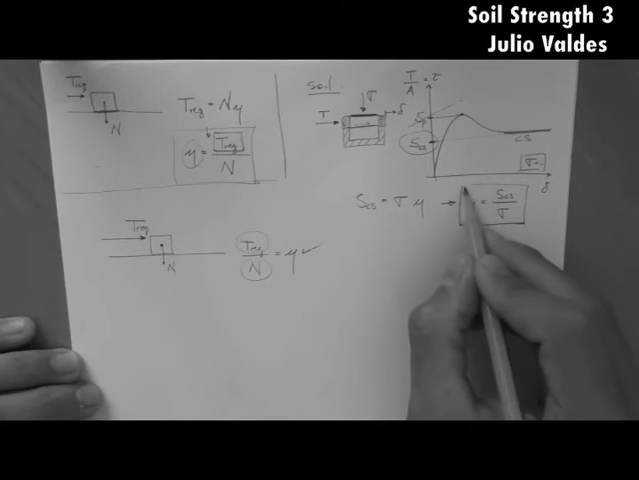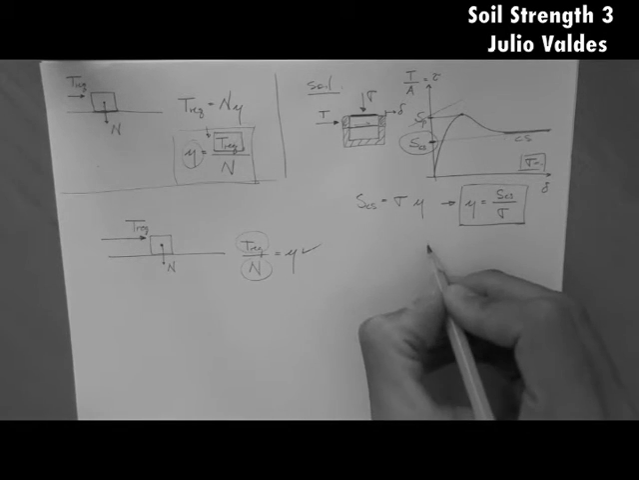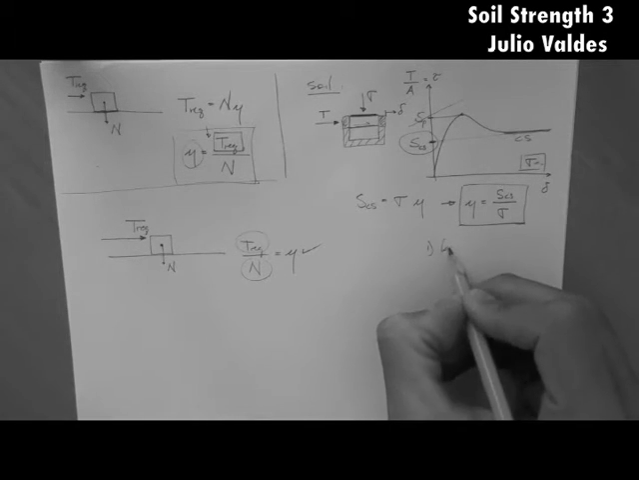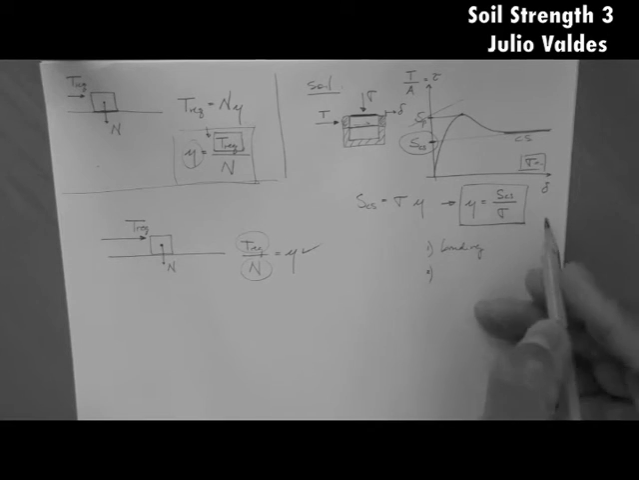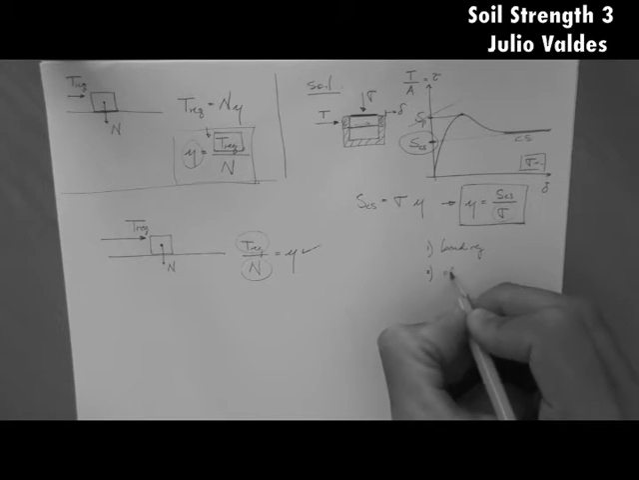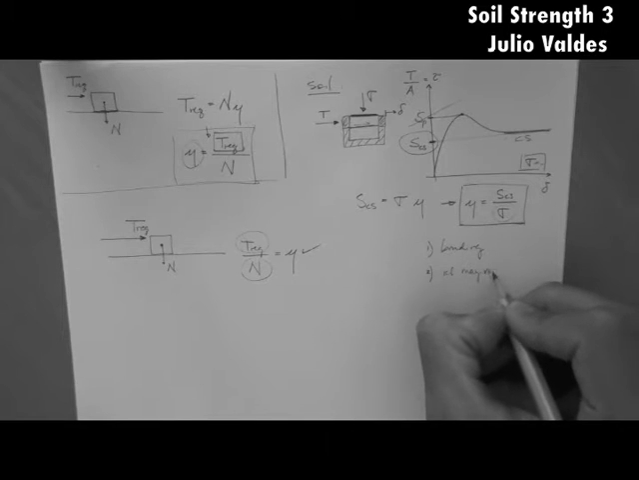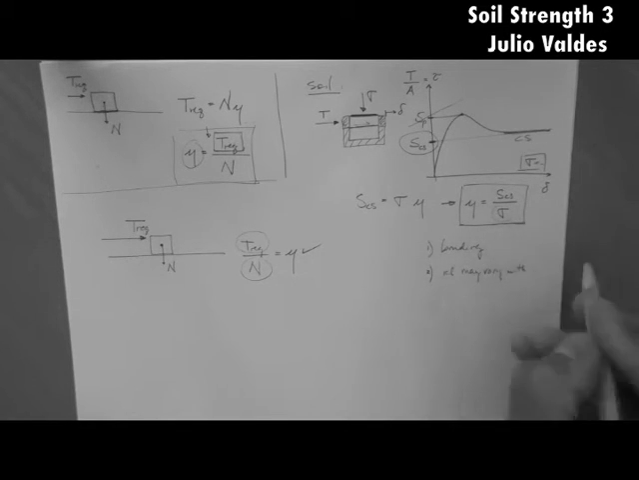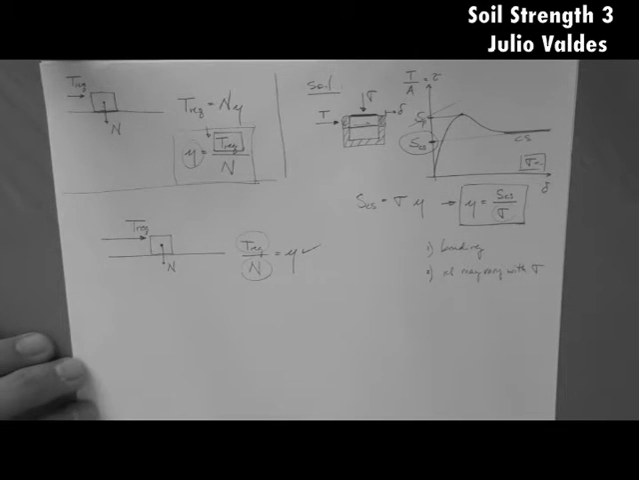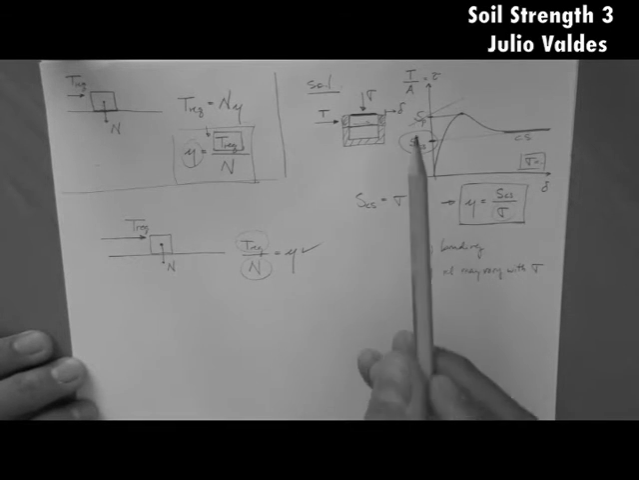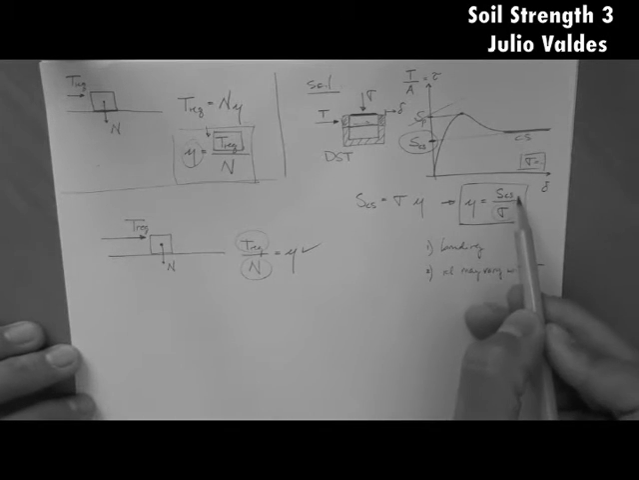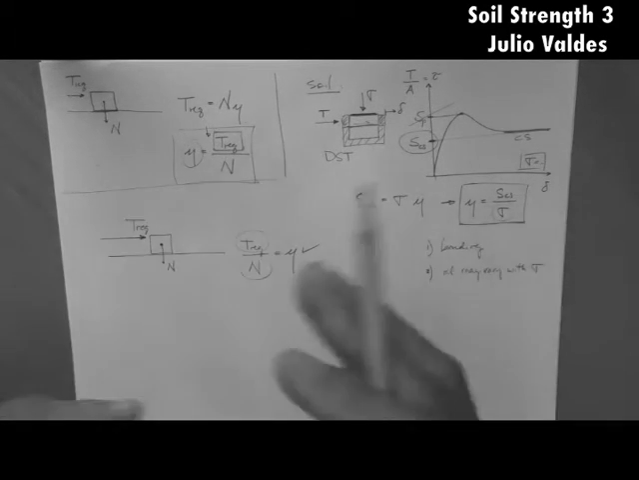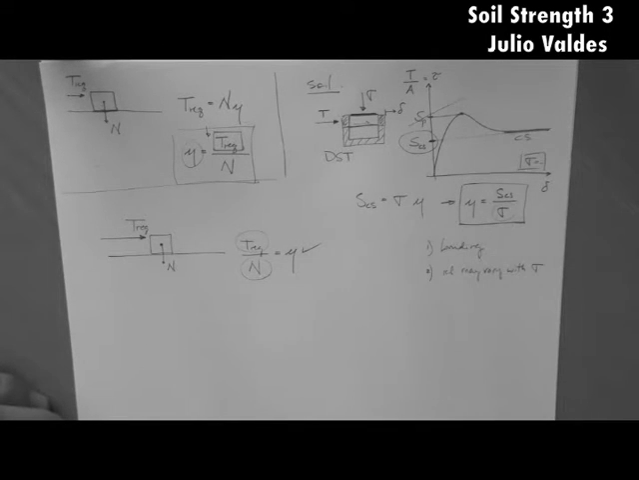Why? Because soil, first, may exhibit bonding between the grains, and two, the relationship may vary with this stress here. Okay? These are the two main reasons. So I'm going to show you how to get the relationship using the direct shear test for soil, which is not specifically this, but it's an expansion, let's say, of this. So let's do it.